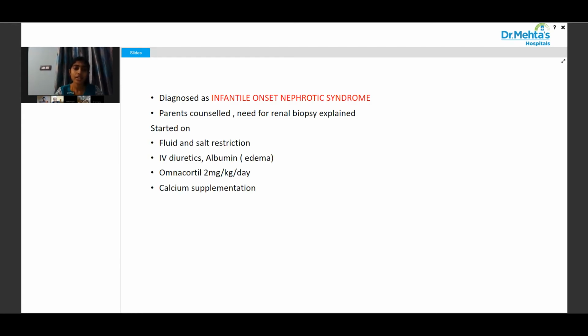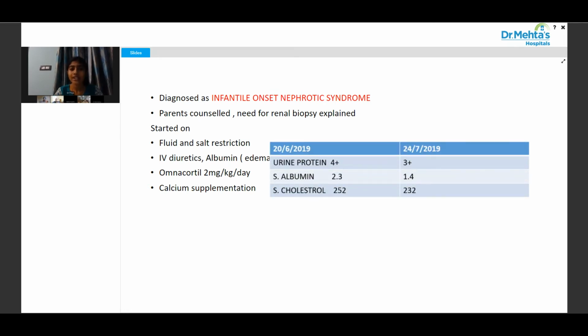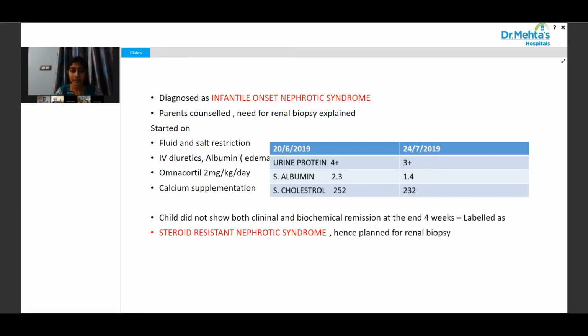Initially he was started on fluid and salt restriction. For edema control, he was started on IV diuretics and albumin infusion. As per the ISPN guidelines, he was started on prednisolone at 2 mg per kg per day, along with other supportive measures like calcium supplementation. Despite giving prednisolone at 2 mg per kg per day, the child failed to show remission at the end of 4 weeks. His urine protein continued to be 3+, serum albumin was 1.4, and serum cholesterol was 232. Hence, he was labeled as steroid-resistant nephrotic syndrome, and a renal biopsy was planned.